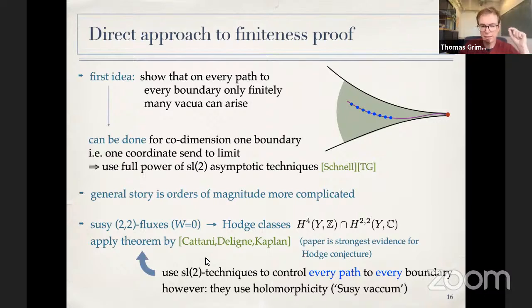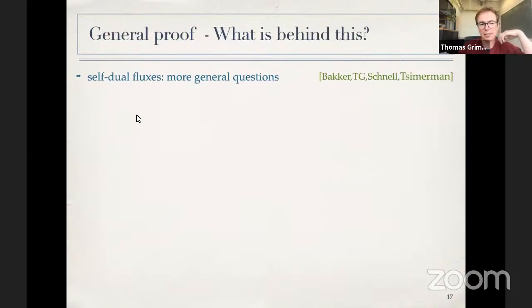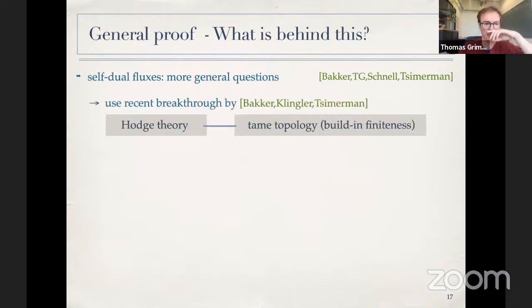But what these mathematicians have done is they use the SL2 techniques to control every path to every boundary. However, they used holomorphicity. And if we want to look at these more general fluxes, namely these self-dual fluxes, holomorphicity is not at our disposal. So we need to use some even more powerful results to get this.